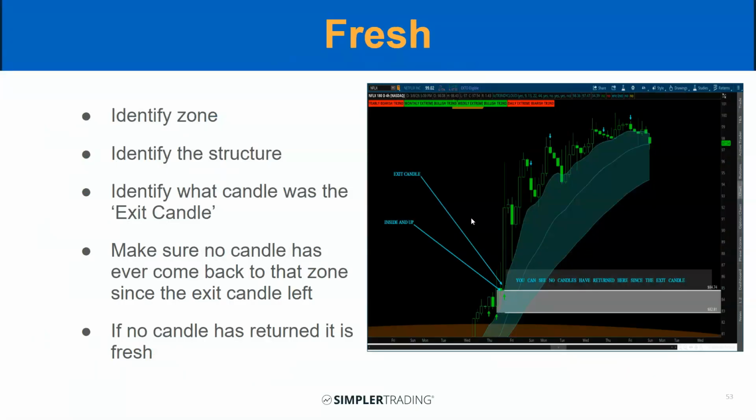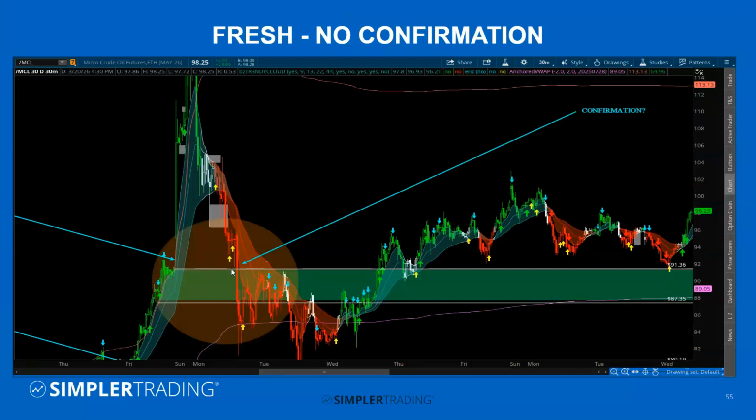All right. So, what does a fresh zone look like? Right. So, identify the zone, identify the structure, identify what candle was the exit candle. Make sure no candle has ever come back to that zone since the exit candle left. If no candle has returned, it is fresh. Okay? It is fresh.